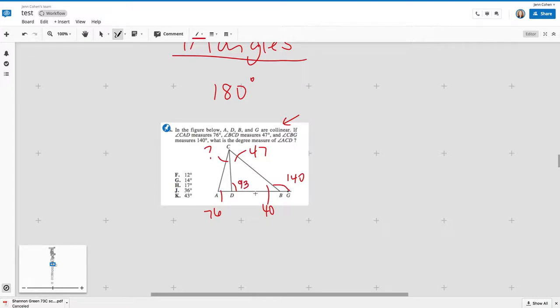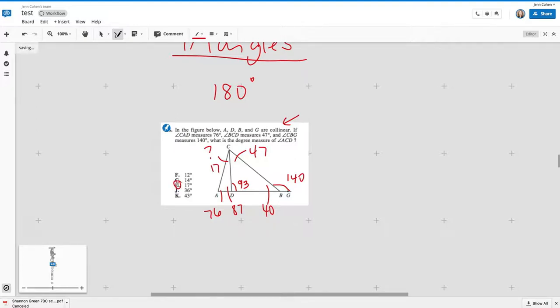Okay. And then because of that information, this angle will be 87. Again, because there's 180 degrees in a straight line. And then you can figure out our question mark angle by subtracting from 180, subtract 76 and subtract 87, and what is left over is 17 degrees, and that is our answer.